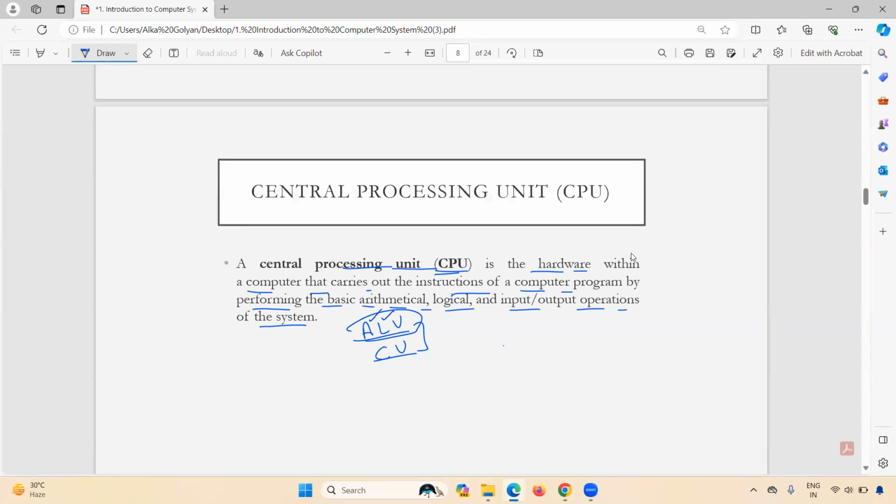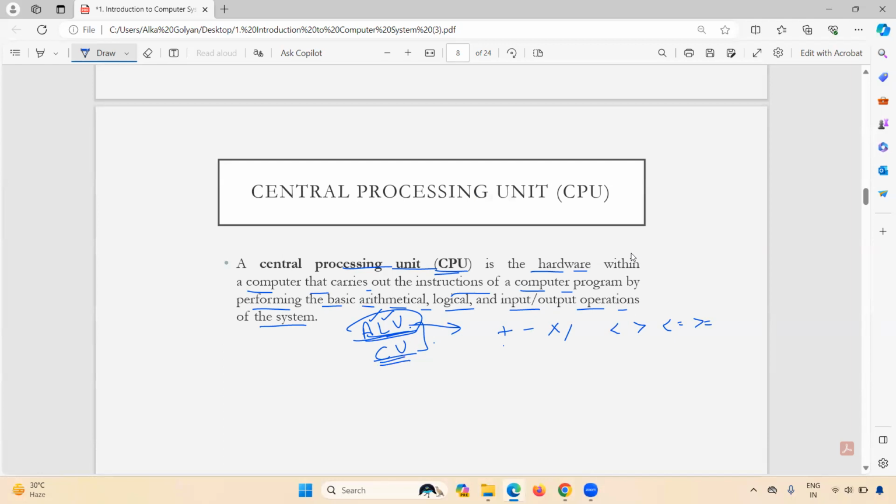The CPU, as we already know, is a combination of arithmetic and logic. Arithmetic means it performs all the arithmetic operations: addition, subtraction, multiplication, division. And logically: less than, greater than, equal to, less than or equal to, greater than or equal to. All these functions come under the ALU.